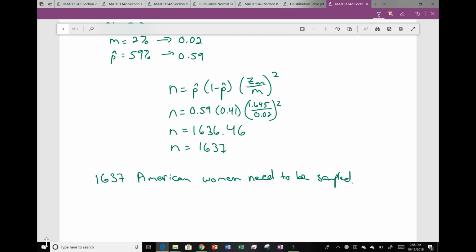I want you to try some of these population proportions with the confidence intervals. Get that formula down. Make sure that you're looking at the standard error correctly, the margin of error correctly. Practice, and then if you have any questions, let me know.